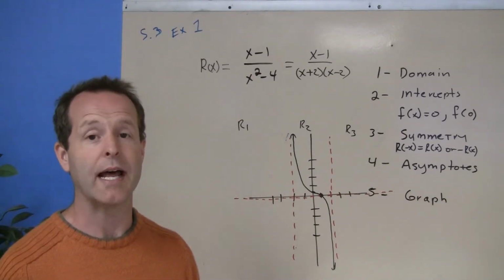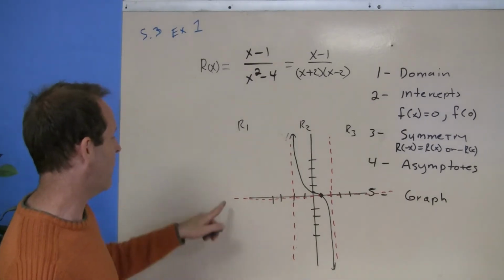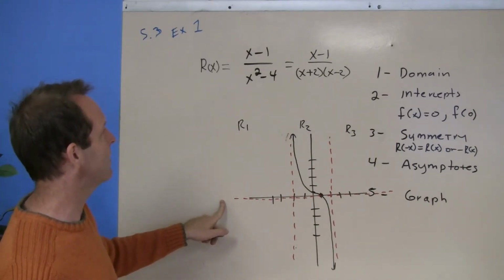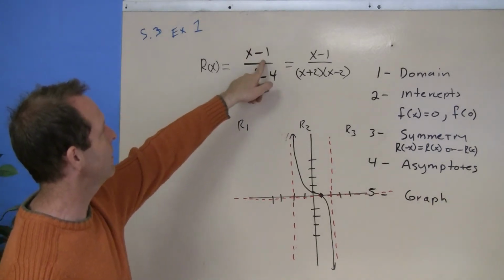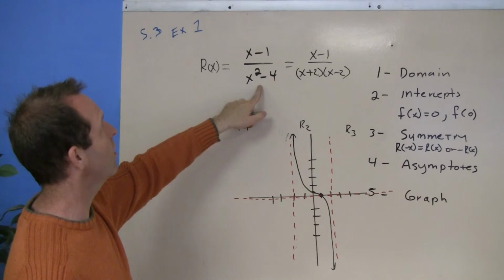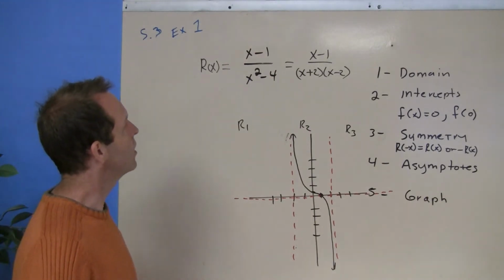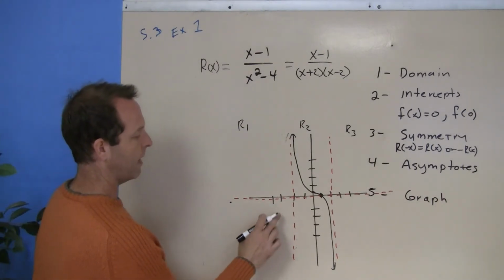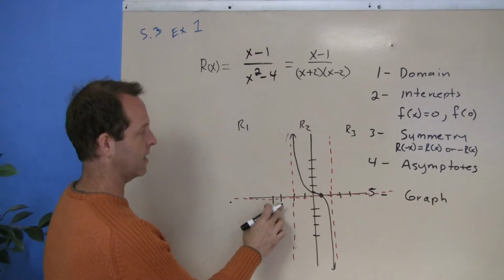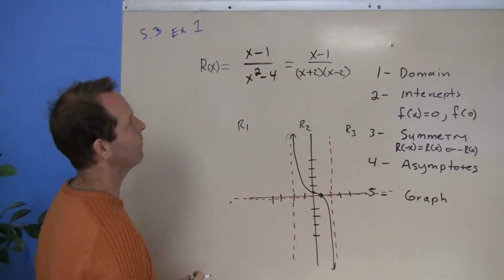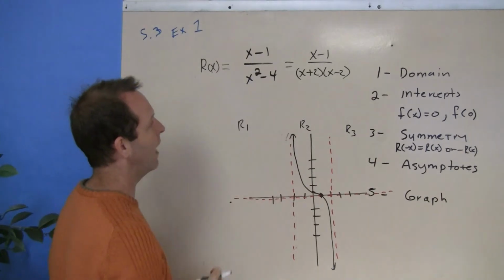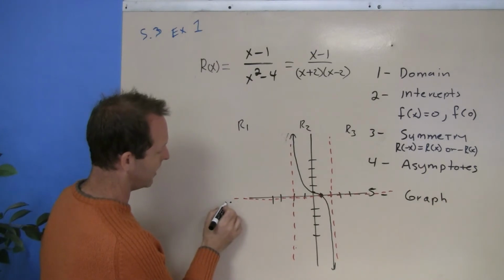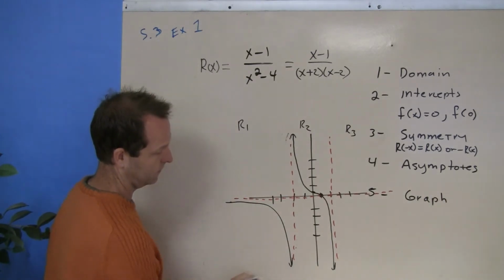Usually what I like to do is choose a test point. Maybe I'm going to choose a point that's way out here, like negative 10. Let's find out what's the value at negative 10. So negative 10 makes it negative 11 over positive 96, so a very, very small number. Maybe if I choose a number closer to this asymptote, like negative 3. Negative 3 minus 1 gives me negative 4, all over 5, which is a slightly larger number in value.